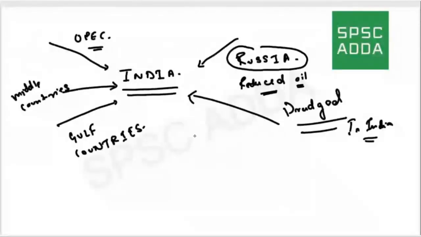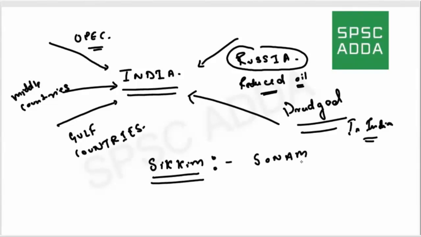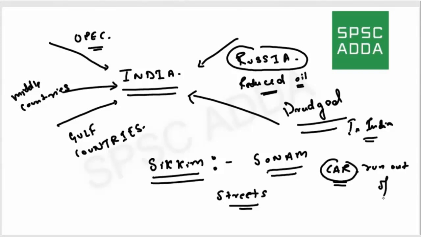Now, for example, Sonam, you are from which state? Sikkim. Okay. Do you ride any bike or any car? Yes, sir. Do you have a license for it? Yes, sir. Now, Sonam drives her car on the streets, meaning roads, of Sikkim. Suddenly, you run out of petrol. What will you do, Sonam?